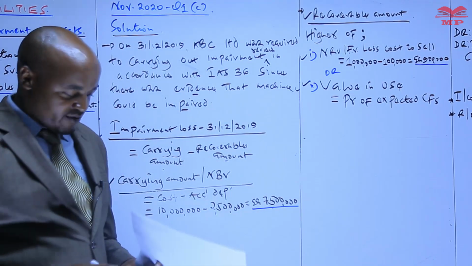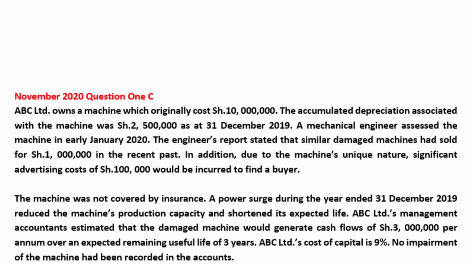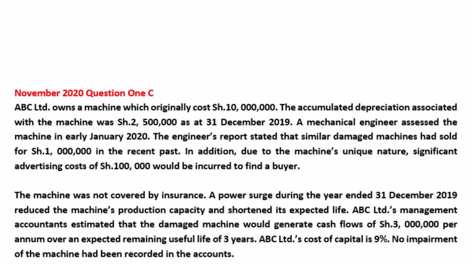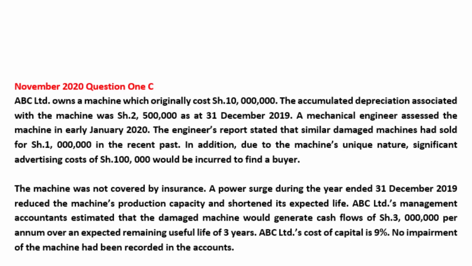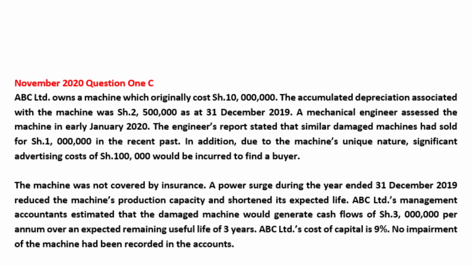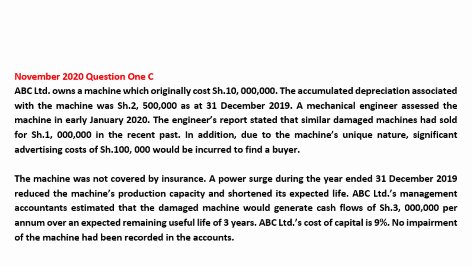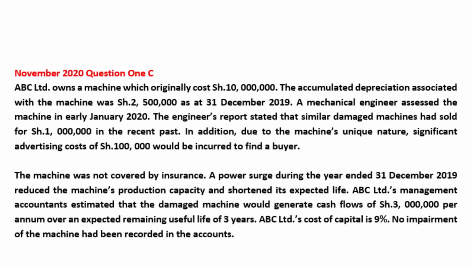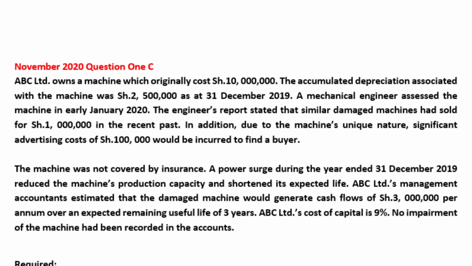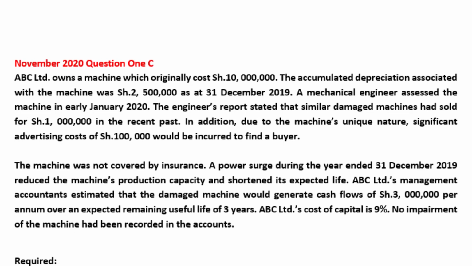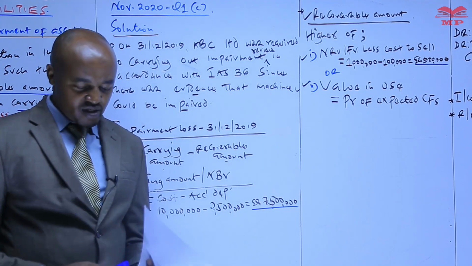Equally, there is some information which you are given as far as this is concerned. In paragraph 2, sentence number 2, we are told the ABC Limited Management Accountant estimated that a damaged machine would generate cash flows of 3 million per annum over an expected remaining useful life of 3 years. So therefore, to determine the value in use, what we just need to do is to get the present value of those particular estimated cash flows.